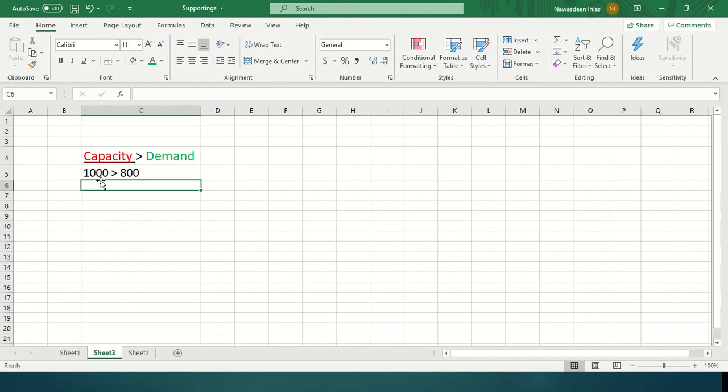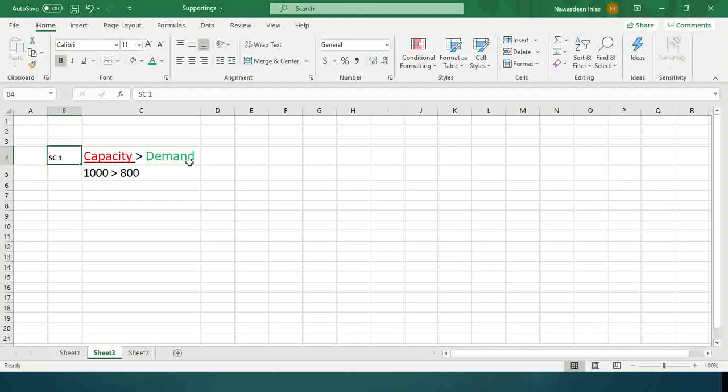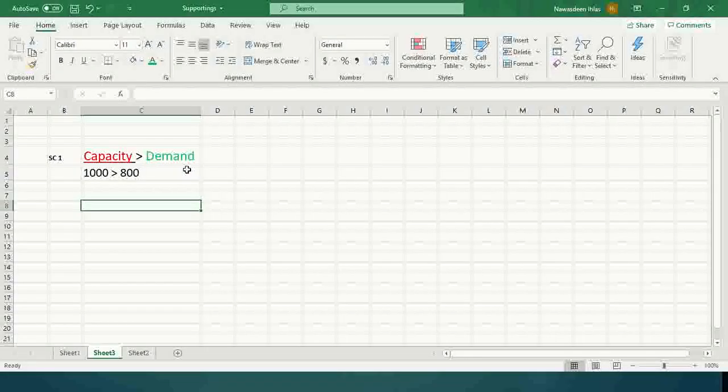This is scenario 1. You can see scenario 1, capacity exceeds demand. In this point, what are the possible demand management strategies that we can follow?